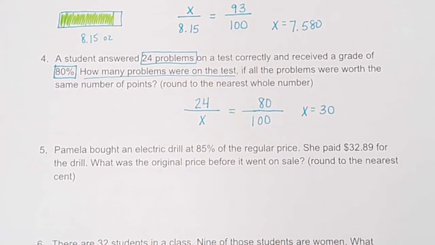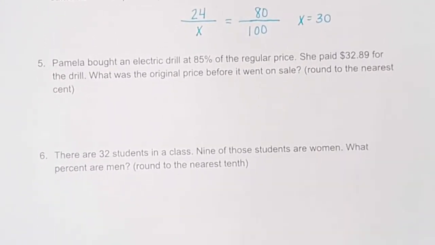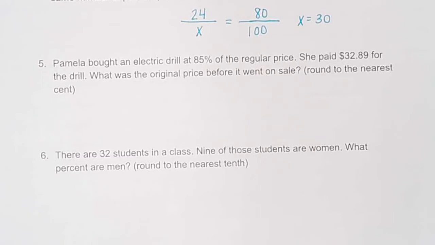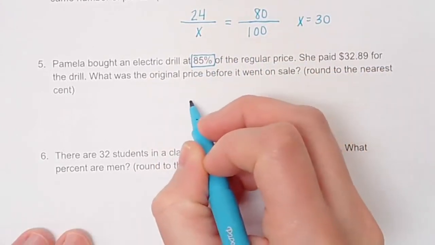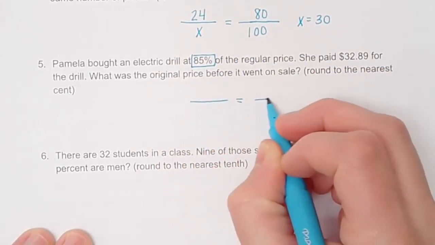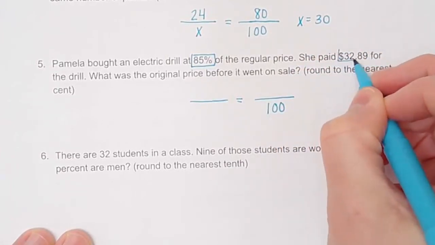Pamela bought an electric drill at 85% of the regular price. She paid $32.89 for the drill. What was the original price before it went on sale? Okay, so I see this right here. I know right away I'm doing a percent proportion. See this. And then it says what was the original price.